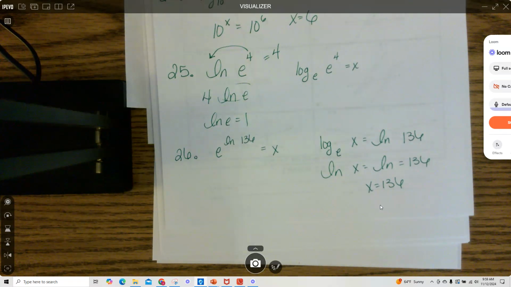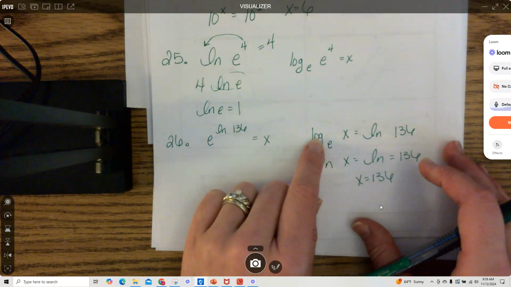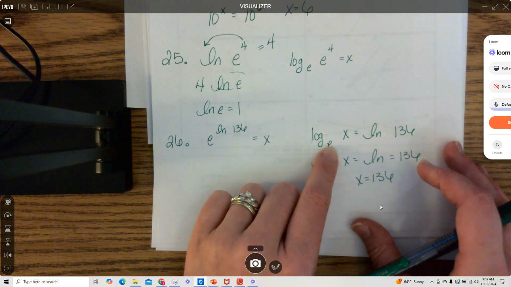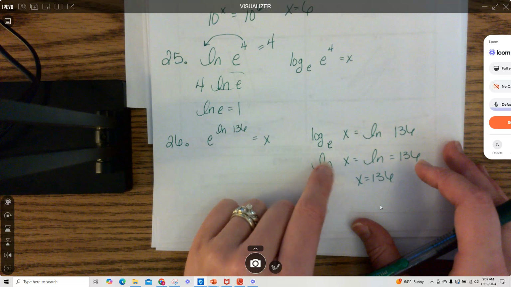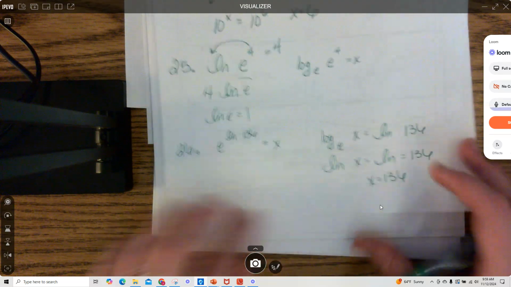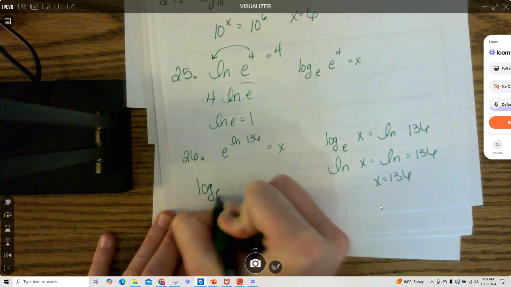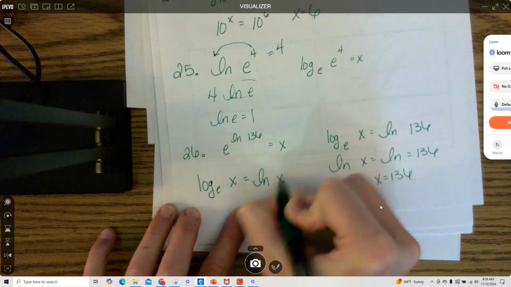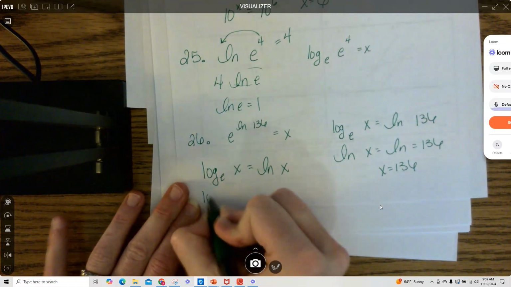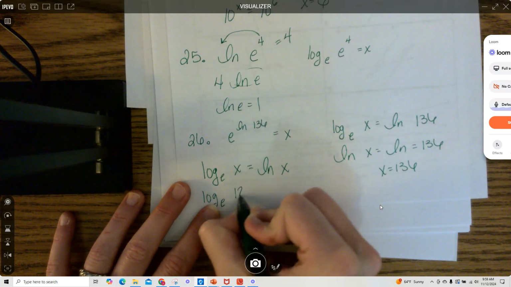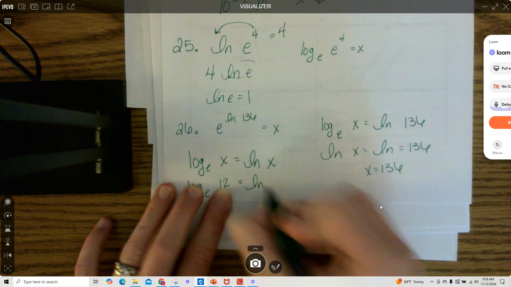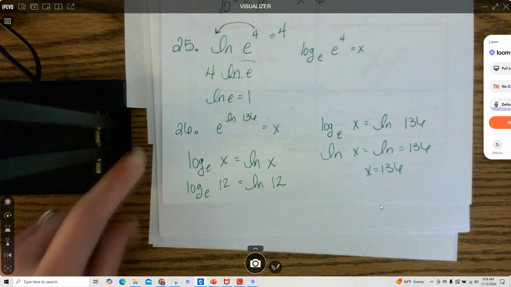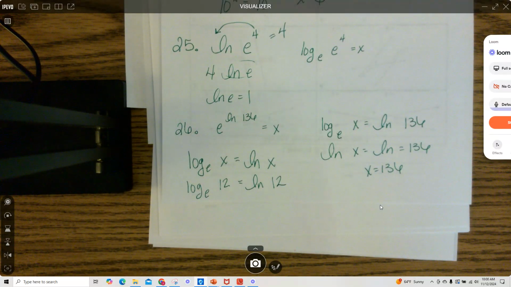Okay, so how do we get ln? We don't write log of base e, instead we write the natural log. That's the first rule that you have to know. Log base e is equal to natural log. So if I wrote log base e of 12, instead I would write natural log of 12. We just don't write logarithm of base e. Does that make sense?